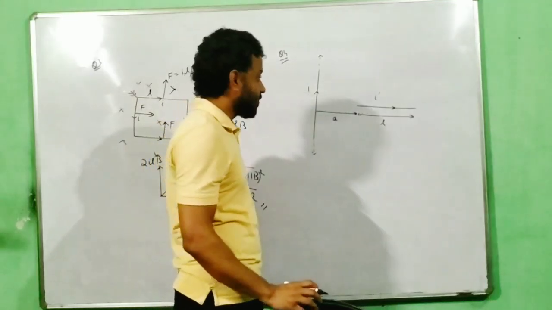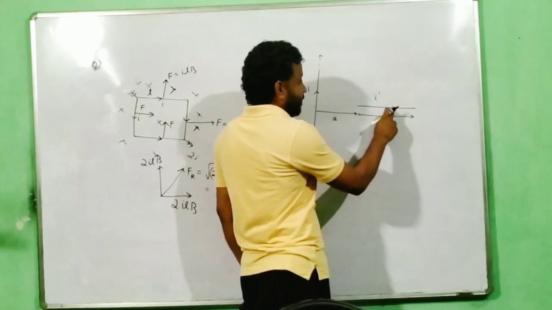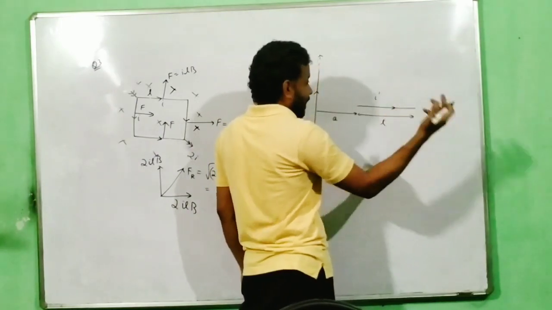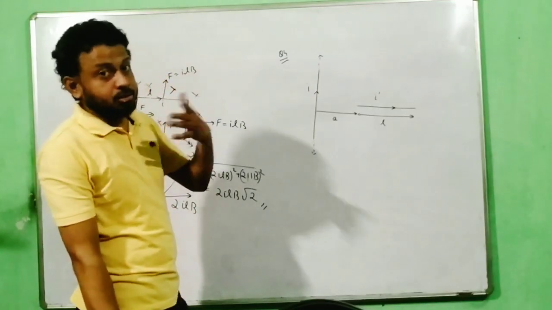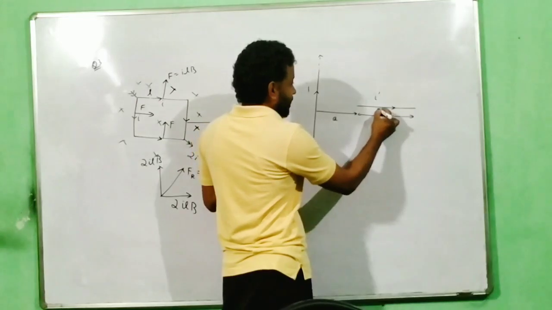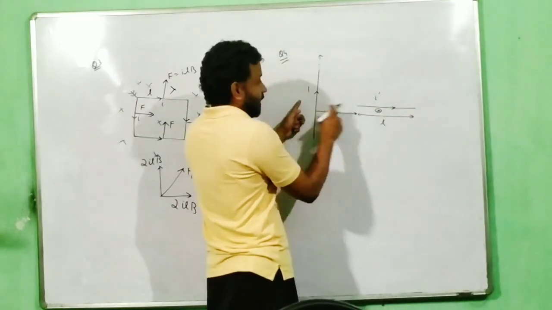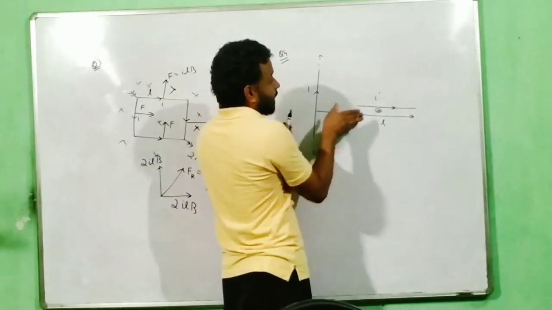Why can we not find the force directly? Because the field here and the field here and the field here are different. One thing we can find is the direction of force. The direction of field because of this wire will be inside. And the force is I L cross B.